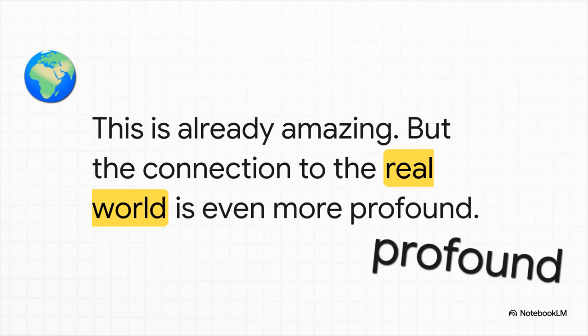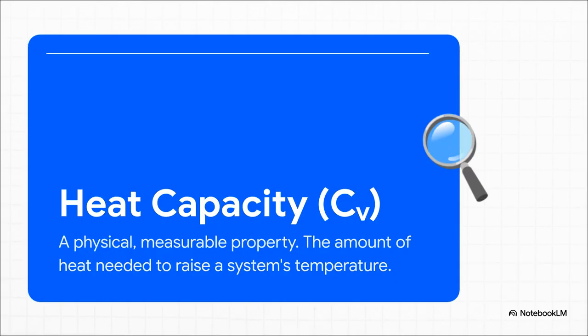But this isn't just some cool math trick. This is where the physics gets truly beautiful, because this connects back to things we can actually go out and measure. Let's talk about something you can measure in a real lab with real equipment. It's called heat capacity. It's a totally fundamental property of a substance that just tells you how much its temperature is going to change when you pump in a certain amount of energy.